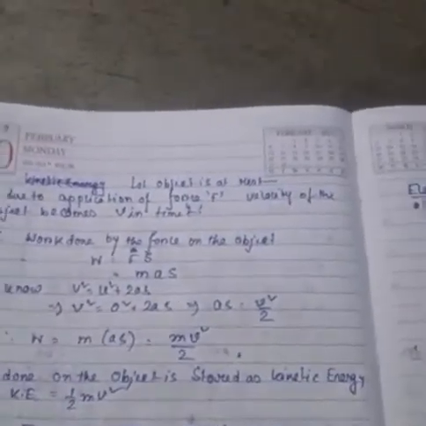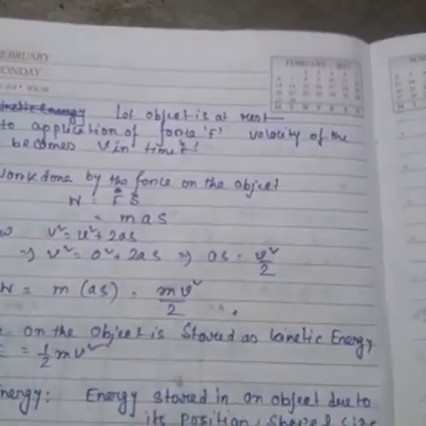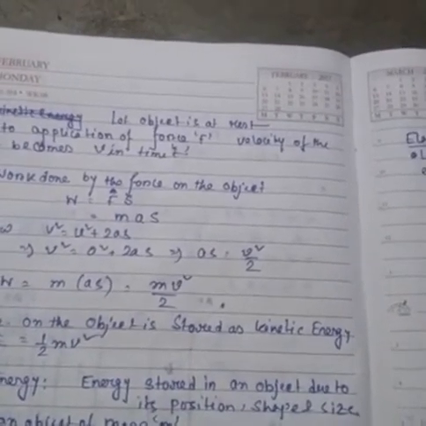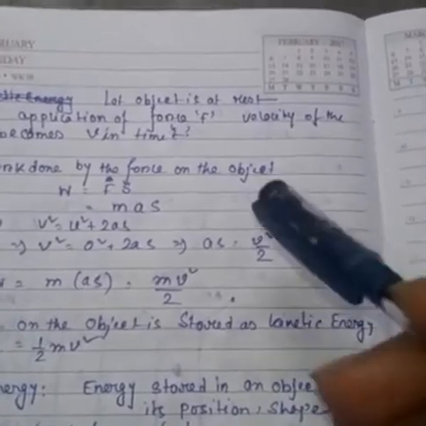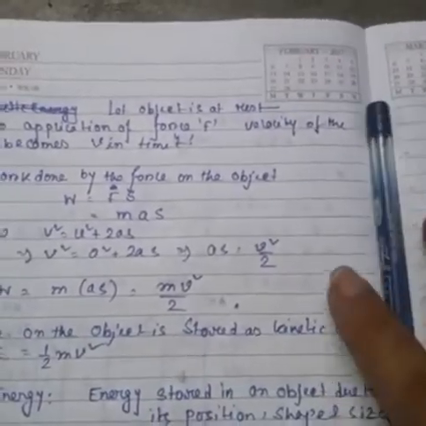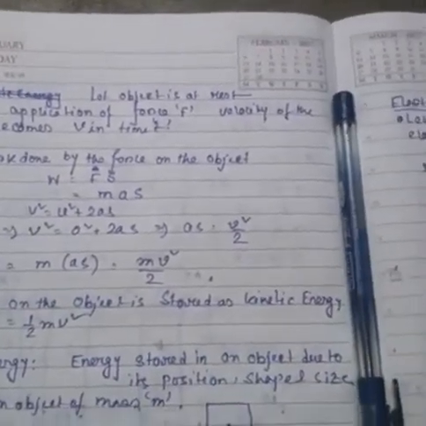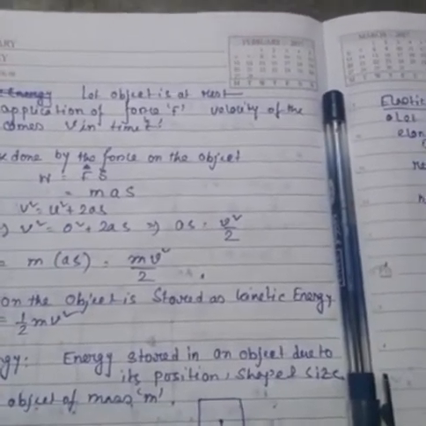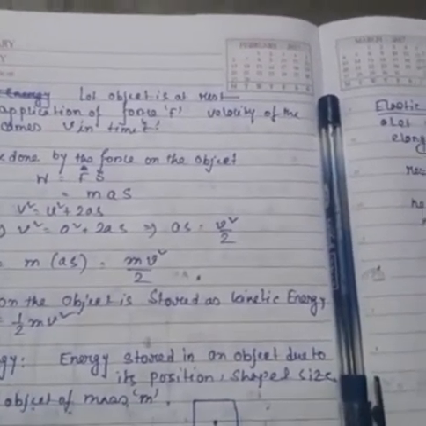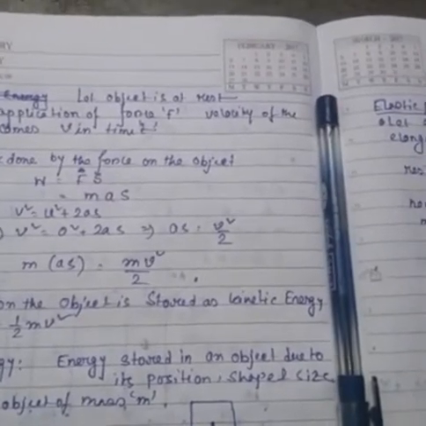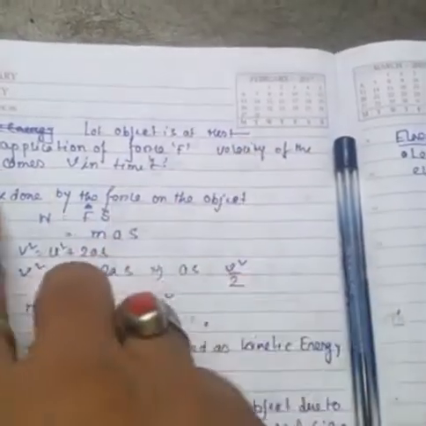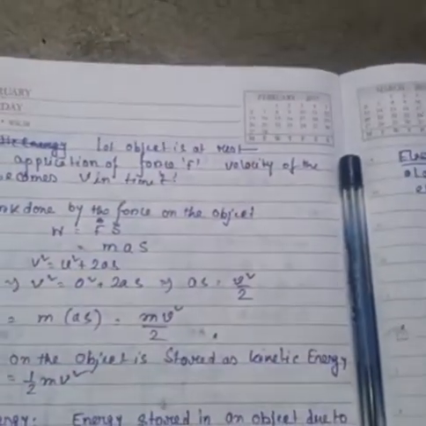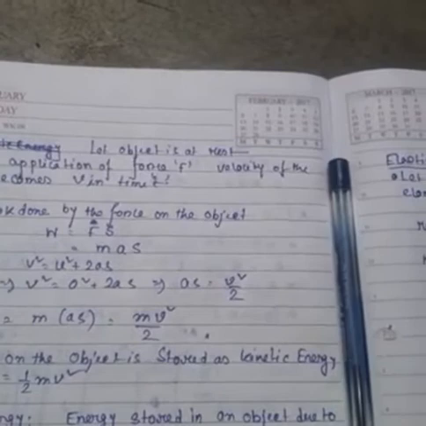Here I have shown some derivation, some calculation that shows the amount of kinetic energy obtained by the object due to its motion or due to its velocity v. First, why does an object get some amount of energy due to its motion? Let's start with the basic assumption. Let's say the object is at rest. Now due to application of force, how does this object get the velocity?